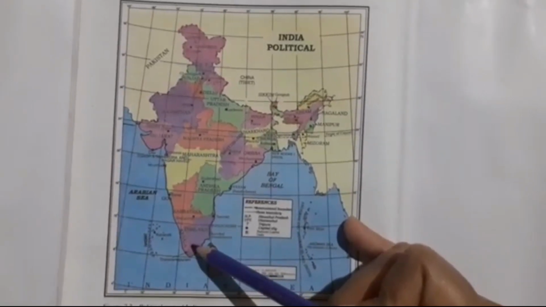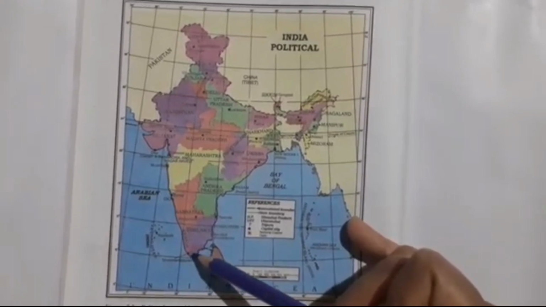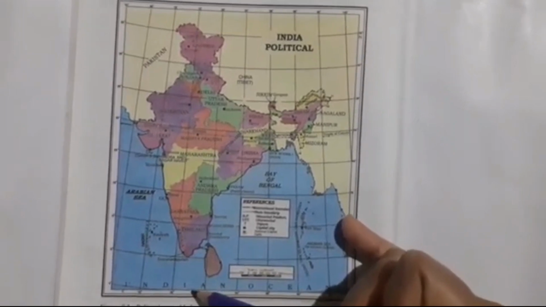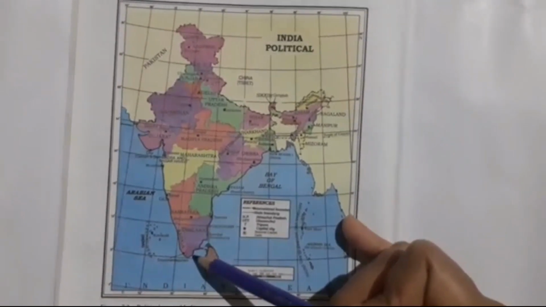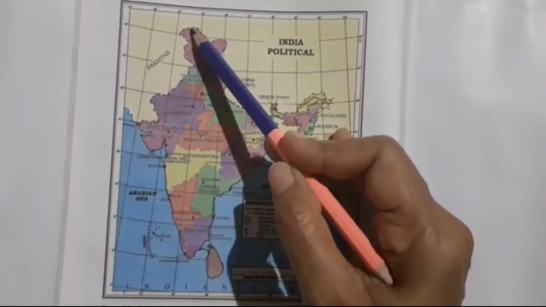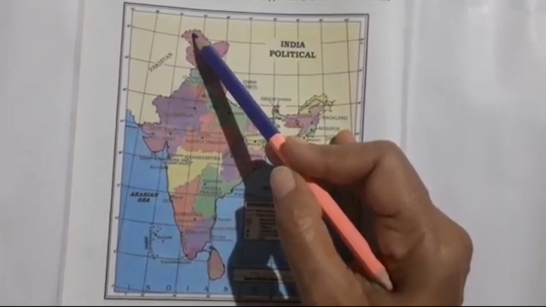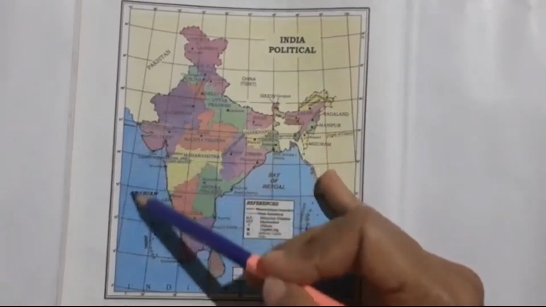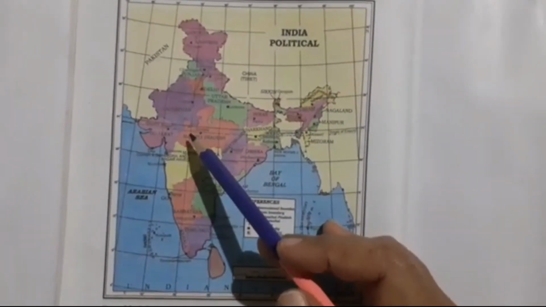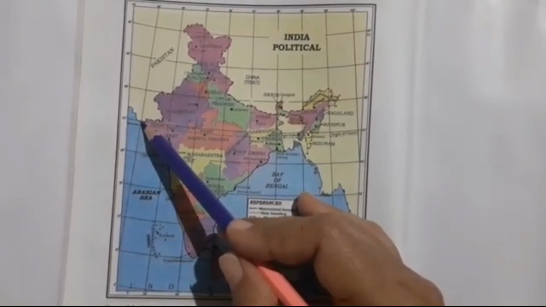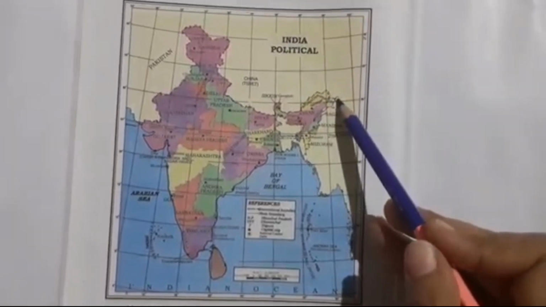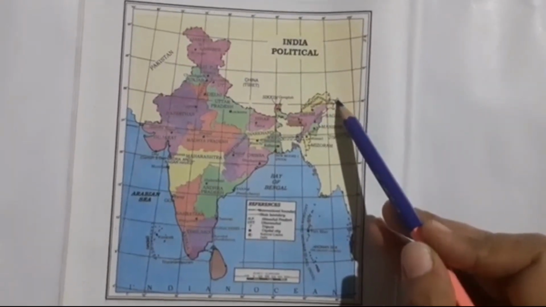Here you must understand that each degree is divided into 60 minutes. So we say that India lies between 8 degrees 4 minutes. Similarly, the northern tip of India lies on 37 degrees 6 minutes north. Now when it comes to longitudinal extent, it is 68 degrees 7 minutes east and 97 degrees 25 minutes east.